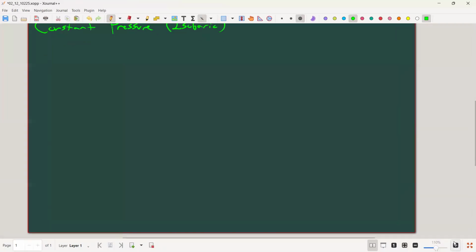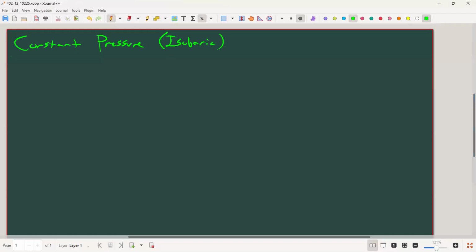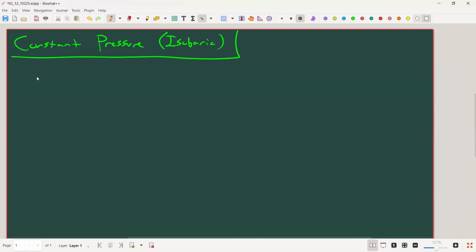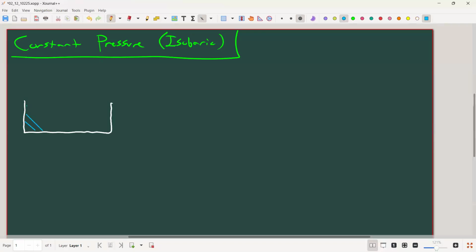Okay. Constant pressure constraints. I'm not going to write constraints. I'm just going to write constant pressure, isobaric. All right. We'll start over again. We're going to have a water bath. And you can fix it to a constant temperature if you want. It doesn't have to be, but you may find it convenient to fix the temperature.